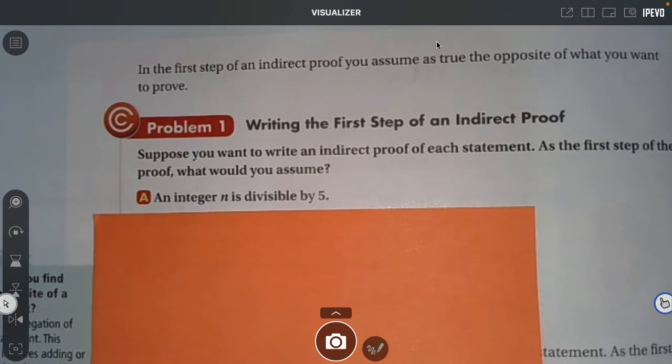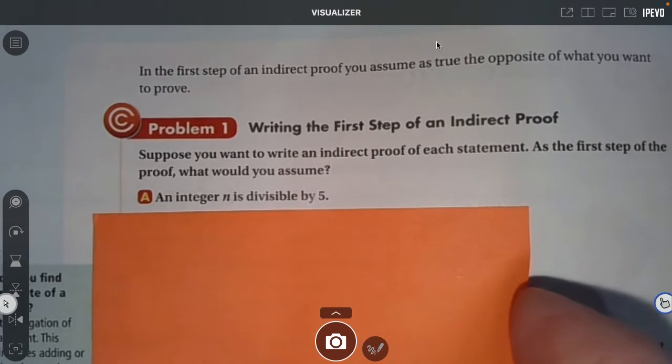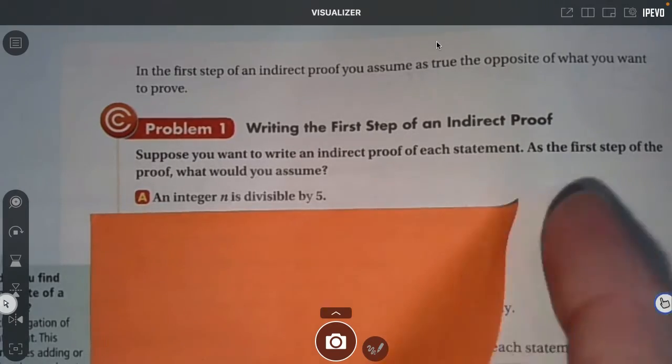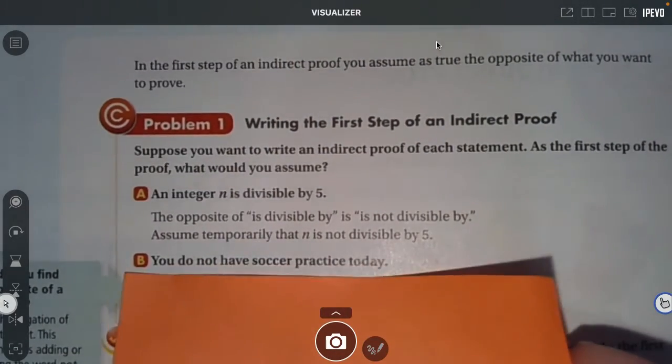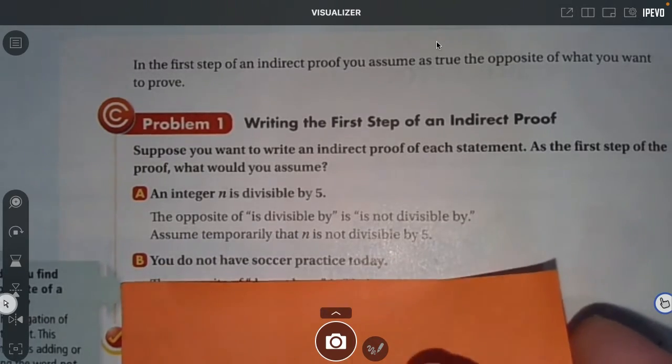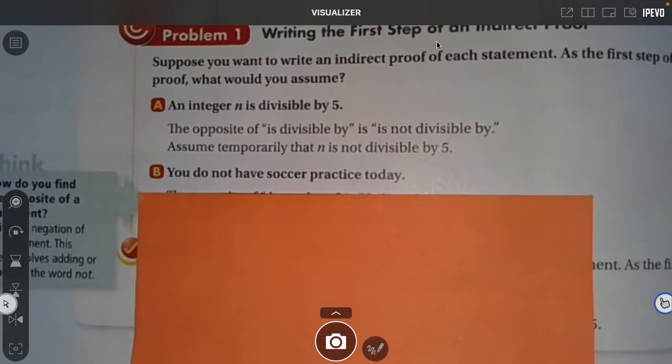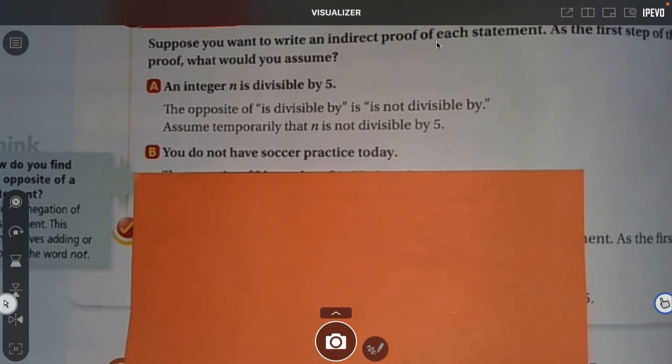So it says, an integer n is divisible by 5. What would we say to start our proof? What would be the opposite of saying an integer n is divisible by 5? Is not. So we would say assume temporarily, that's how they're probably going to word it, that n is not divisible by 5. Then you would continue your proof. We'll get to that later. Does everybody understand just your first step? That's all we've learned. Assume the opposite. And we're going to try and prove it wrong. We're going to contradict it.